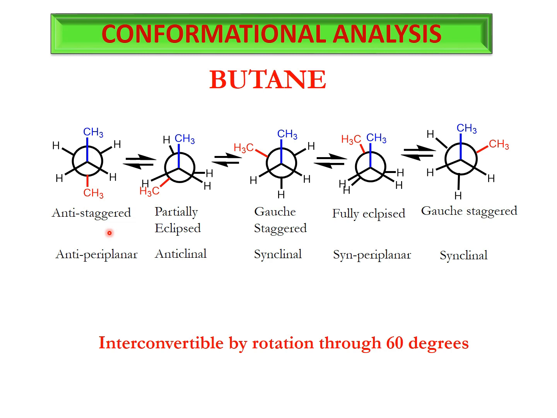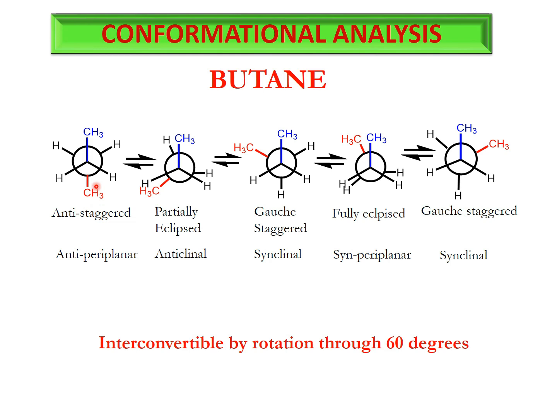In case of ethane, we had only one type of staggered conformation, but in case of butane, we can have different staggered conformations. The first one, in which these CH3 groups are at maximum distance from each other, or at 180 degrees from each other, is known as the anti-staggered conformation. This anti-staggered conformation is sometimes also written as, or known as, the anti-periplanar conformation.